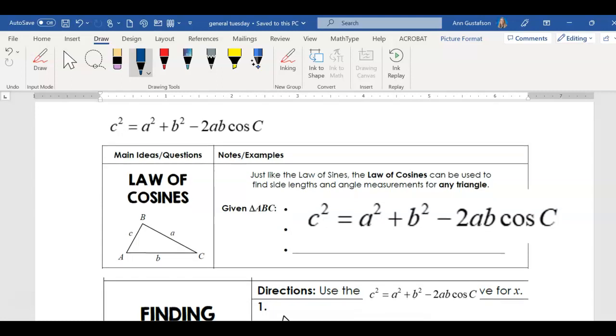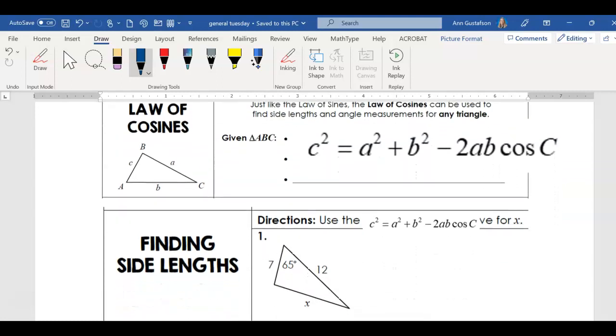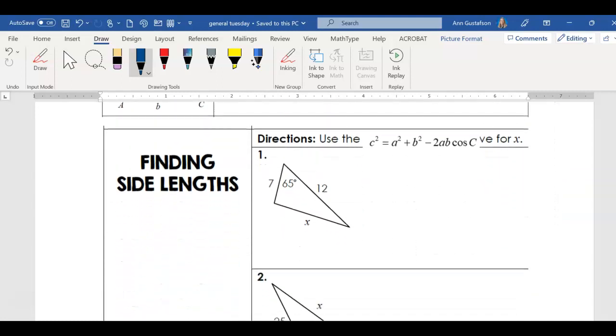Pause the video at any time if you need more time to copy anything down. We're going to use this on number 1. Here's the formula. In this picture, you can't use the Pythagorean theorem. You can't use SOHCAHTOA because this is not a right triangle. That's the nice thing about the law of sines and the law of cosines: you can use them on any kind of triangle.